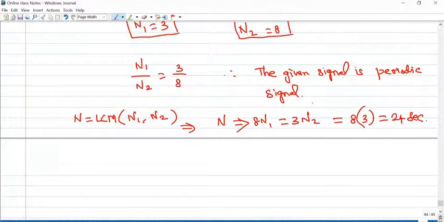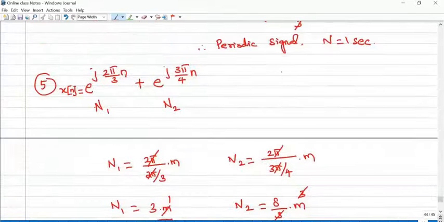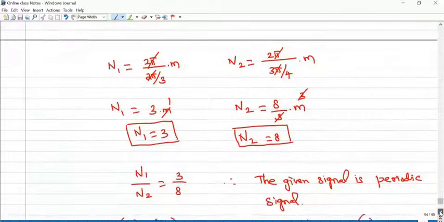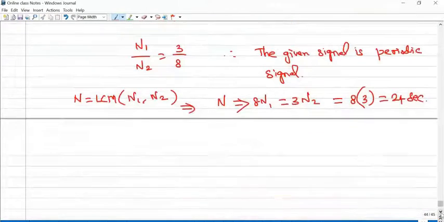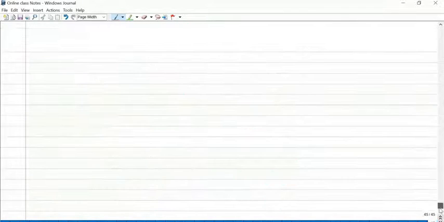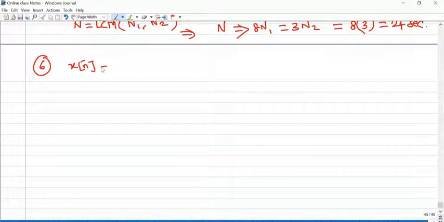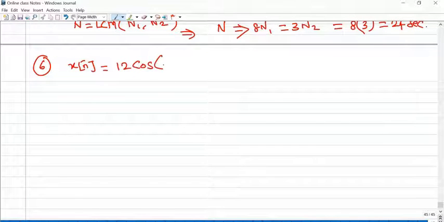So in discrete time signals, individual signals we have solved. And if a two-component signal is given, then the procedure is as shown. Problem number 6. Suppose the discrete time signal x of n is given as 12 cos of 20n. Check whether the signal is periodic or not.